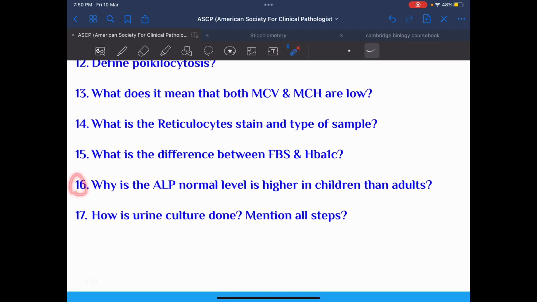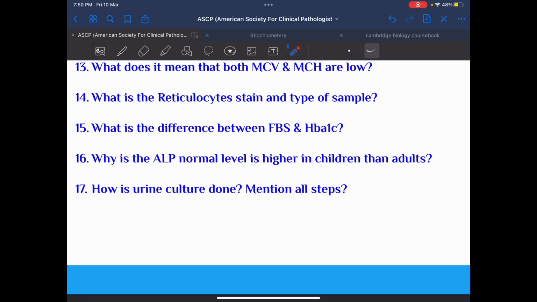Question number 16. Why is the alkaline phosphatase normal level higher in children than adults? Because in children it is a time for growth and development. Bone growing needs more alkaline phosphatase than adults.